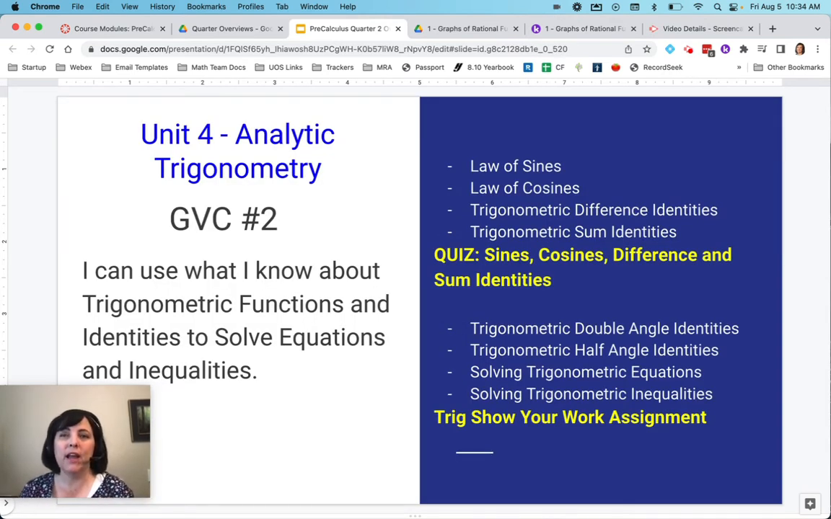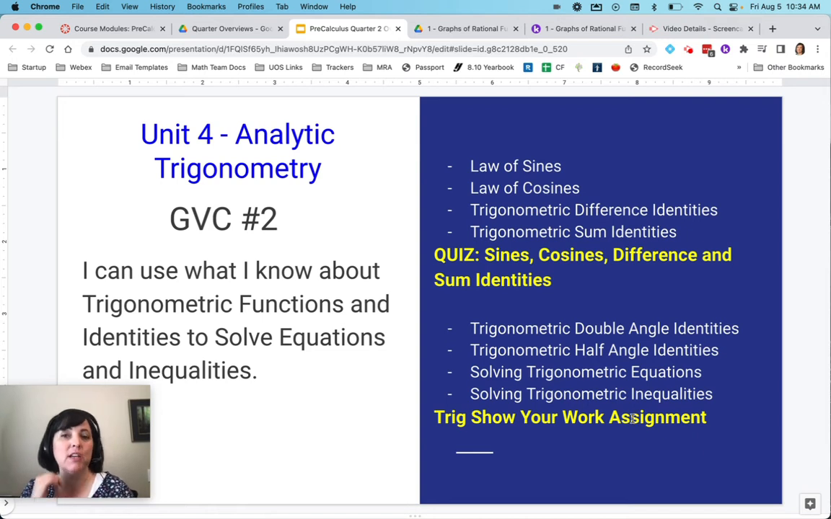So in Unit 4 analytic trigonometry, we're going to use what we know about trigonometric functions and identities to solve equations and inequalities. And if you'll notice, we're going to go over law of sines, law of cosines. Then we've got these identities. So there's difference identities and sum identities. And we're going to have a quiz over that first half. And then we'll talk about double angle identities, half angle identities, and then solving trigonometric equations and inequalities.